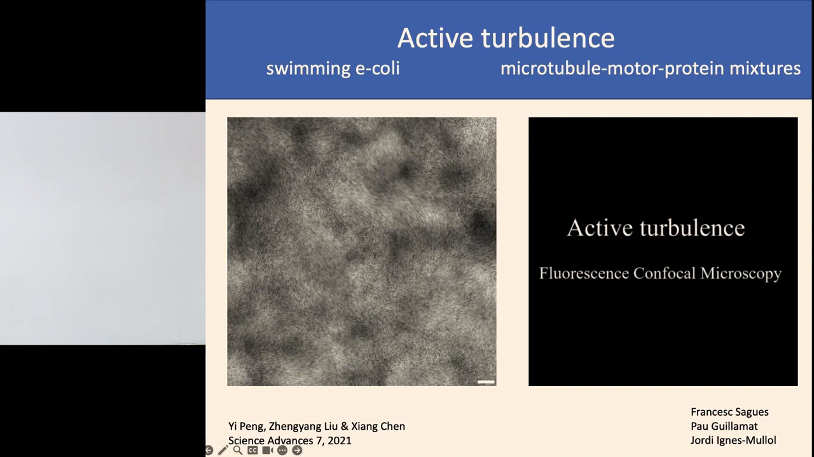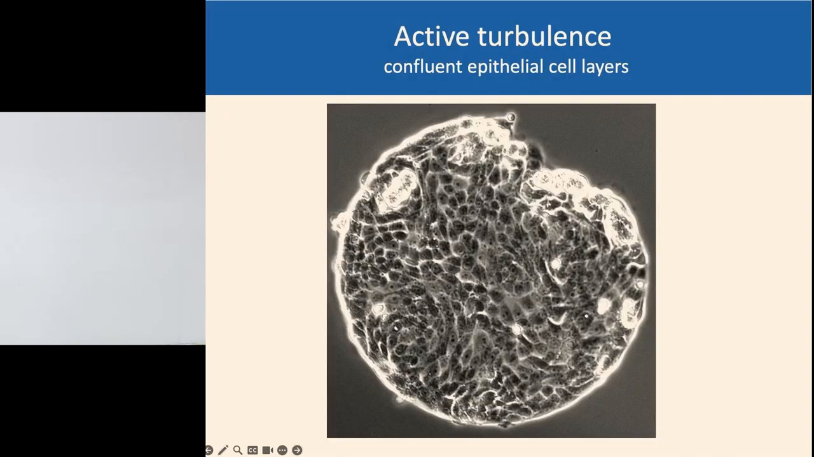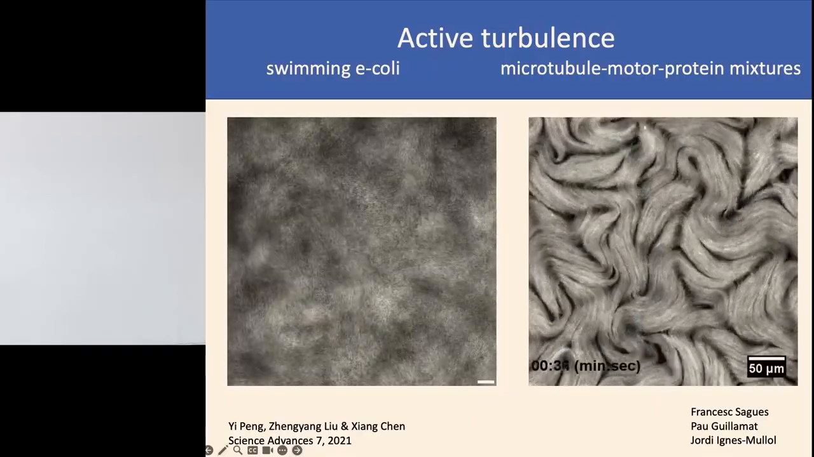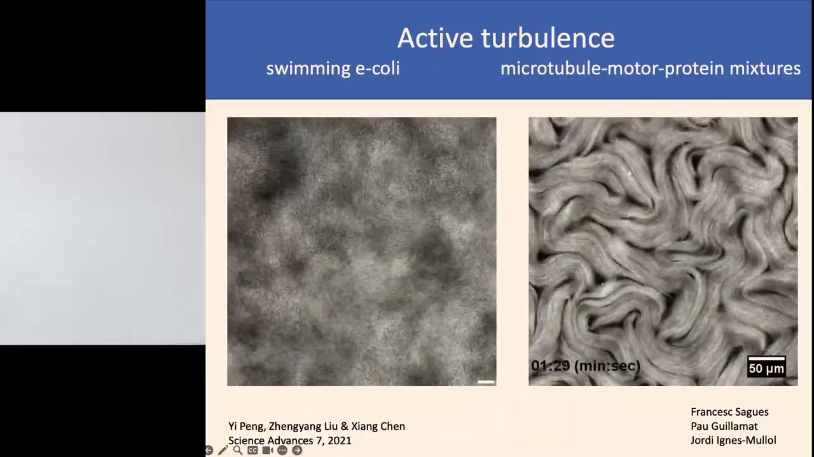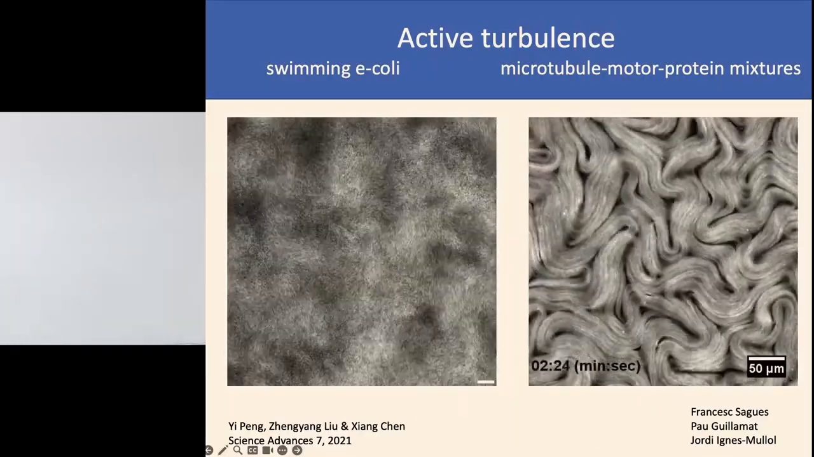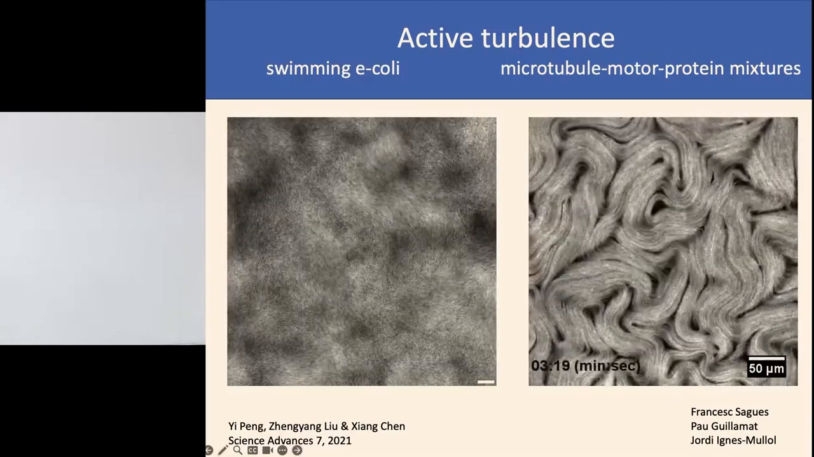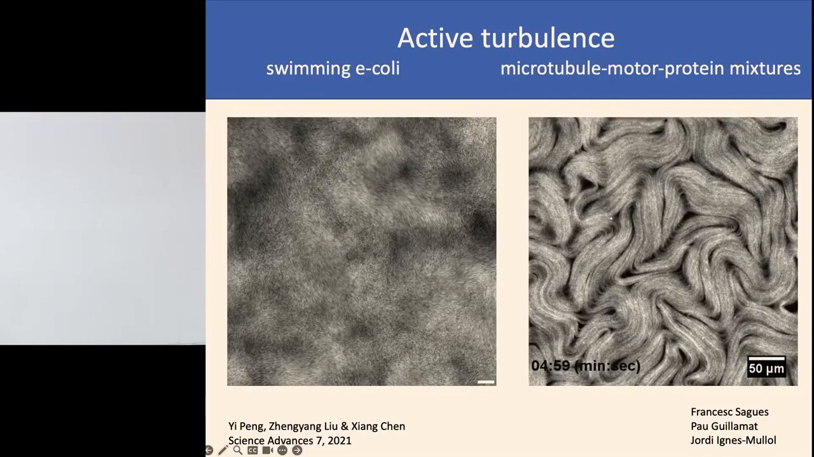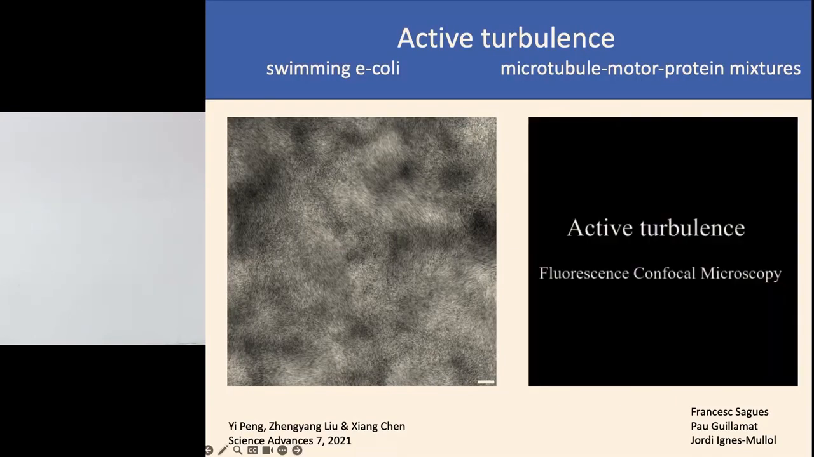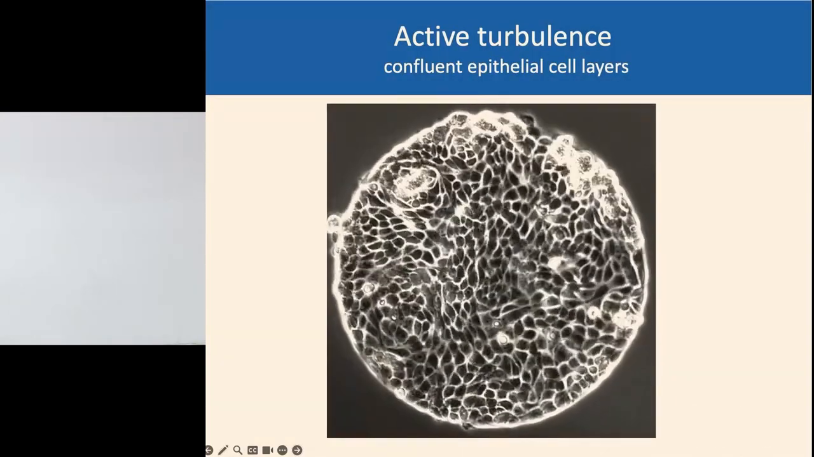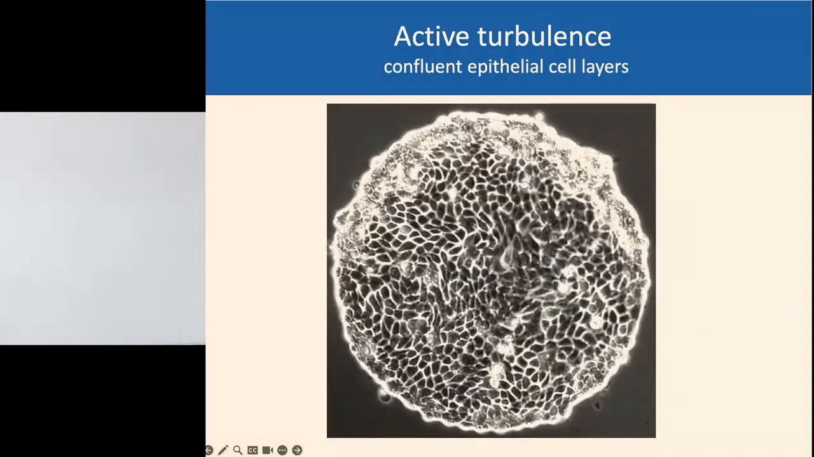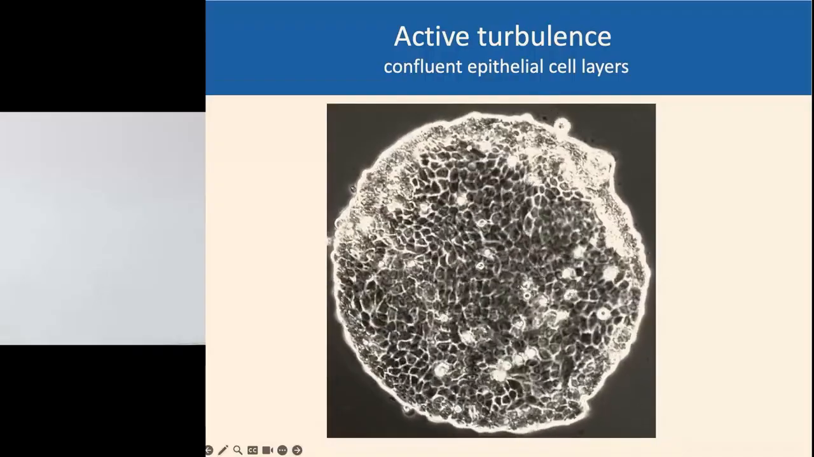If you look instead at this one, this is a mixture of microtubules, long polymers, driven by motor proteins. So the polymers are pushed relative to each other. And again, you get this turbulent-like state. And looking at cells on the substrate, again, they're moving around. And you're seeing this active turbulence.